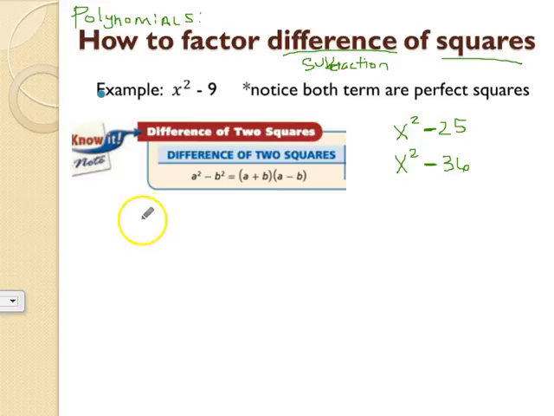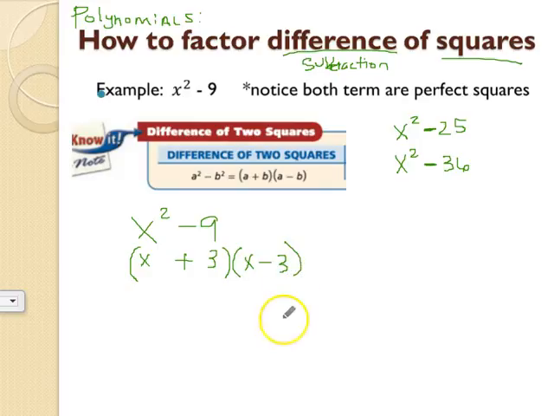So let's try that with our example here, where we had x squared minus 9. What is the square root of x squared? It would be x. And what is the square root of 9? It is 3. So what we're going to do is add the square roots of each of those, and then subtract them. And that's the answer, x plus 3 and x minus 3. That's in factored form.